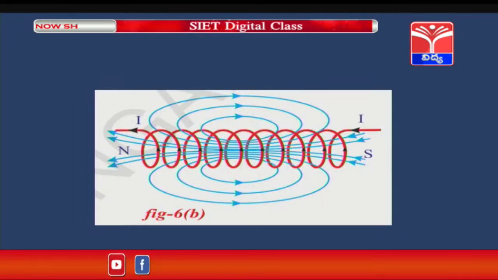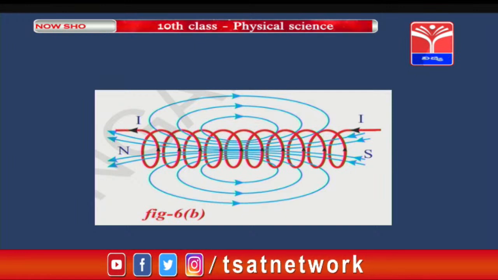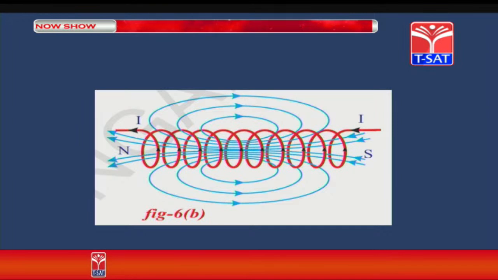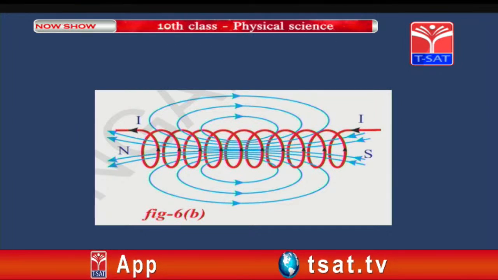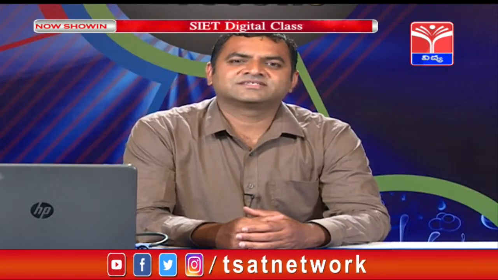If we observe, the magnetic field inside the solenoid will be parallel and it will be strong, and outside the solenoid the magnetic field will be similar to a bar magnet. So, the magnetic field produced by a solenoid and the magnetic field produced by a bar magnet are similar. Children, now let us revise.